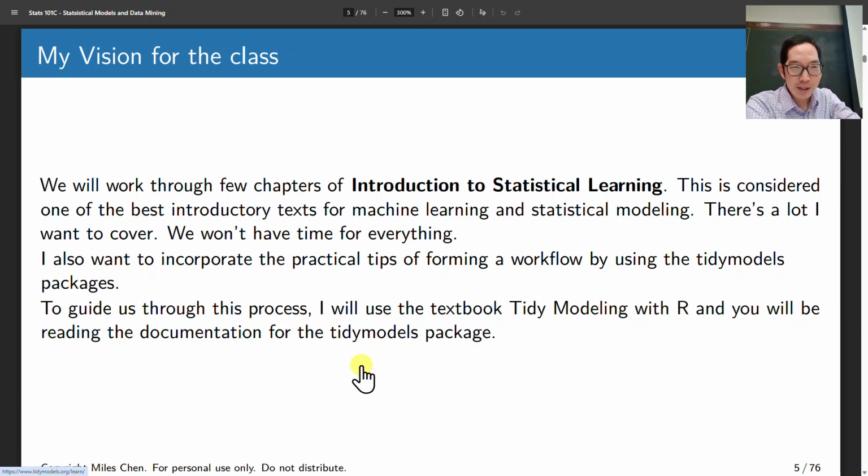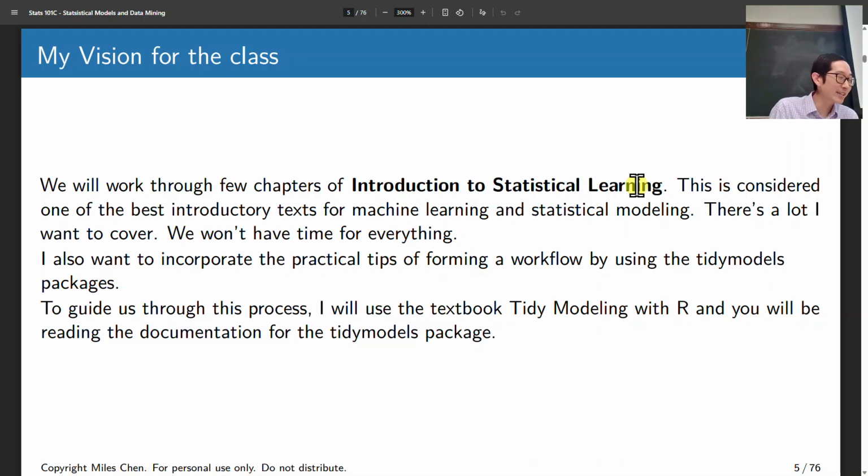Okay, what did I write? My vision for the class says we'll work through a few chapters of this textbook, Introduction to Statistical Learning. Statistical learning is kind of like another way of saying machine learning, but I guess it's machine learning with maybe more foundations in statistics. It's the same kind of idea. Statistical learning and machine learning are pretty much the same thing.